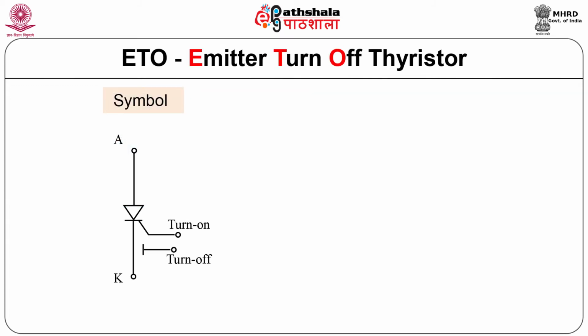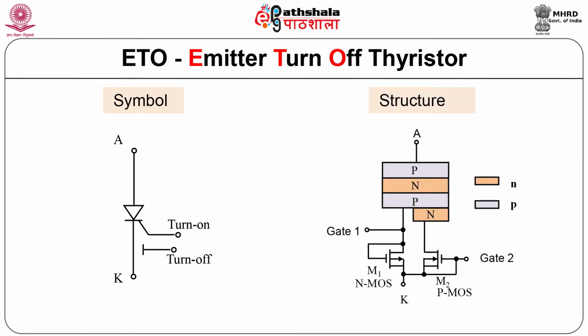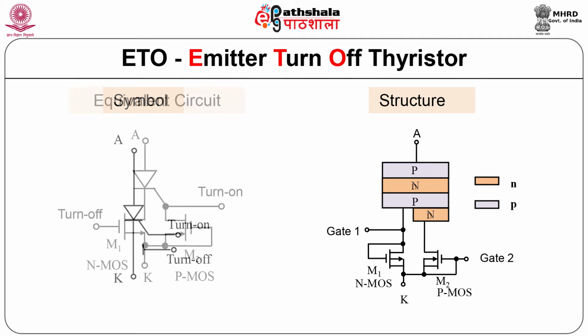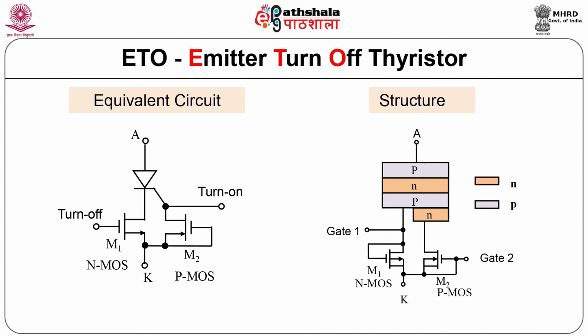The next is the emitter turn off thyristor. It also has two gates, turn on gate and turn off gate. Its symbol is as shown in the figure. Its structure is SCR structure, that is PNPN structure, with two MOSFETs, one PMOS and one NMOS. Gate 1 is called the turn on gate, gate 2 is called the turn off gate. Its equivalent circuit is shown in the figure.